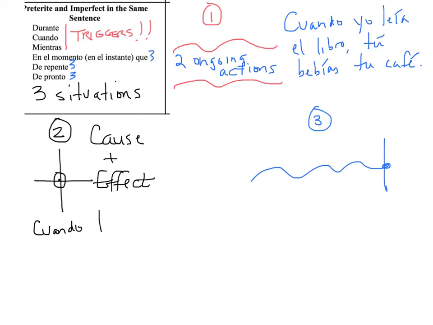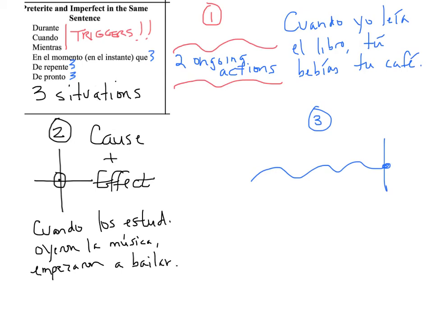cuando los estudiantes, I'm going to shorthand this to save some space, oyeron la música, empezaron a bailar. When the students heard the music, they began to dance. One action, probably not dance appropriately if you went to homecoming, but one action affects the other one. They happen at exactly the same moment in time. Think of snapping your fingers. As soon as they heard the music, they began to dance. It's like an auto-programmed response. Cause and effect happen at exactly the same moment in time.